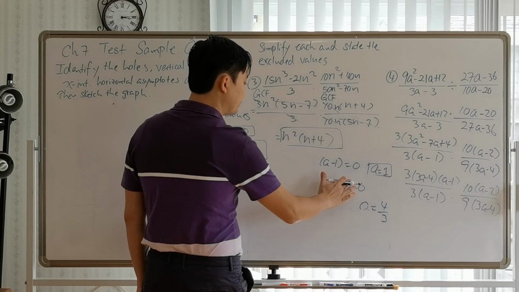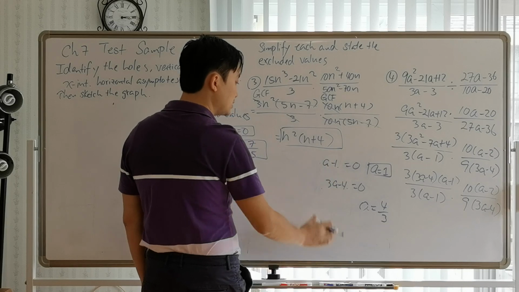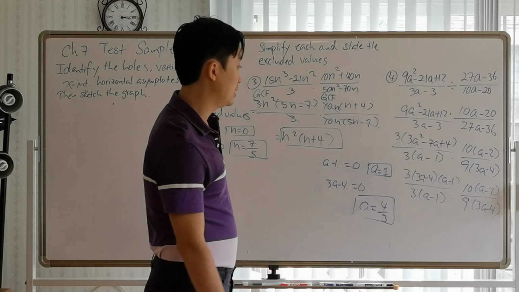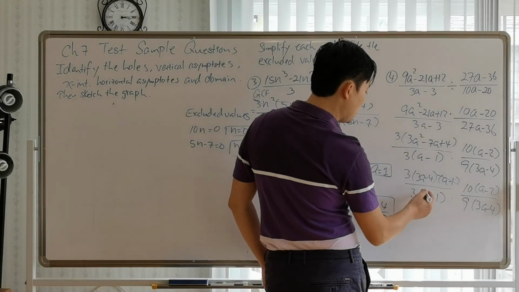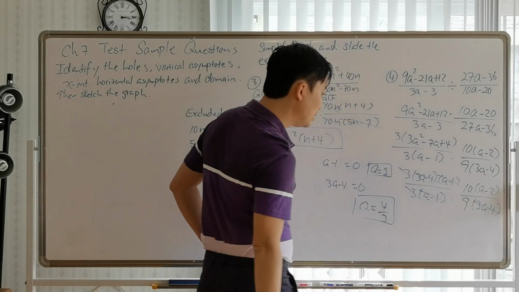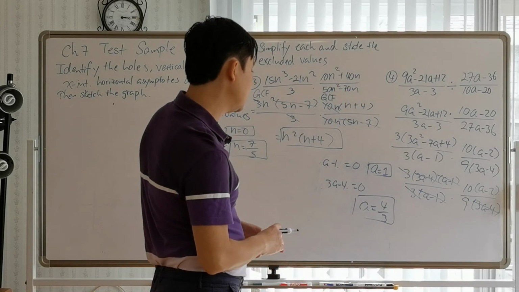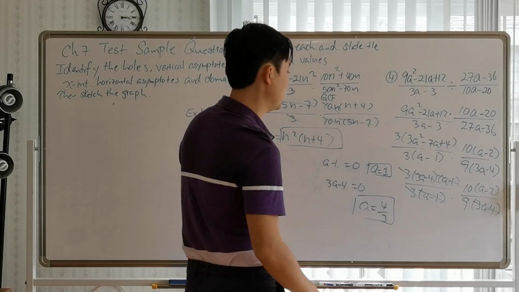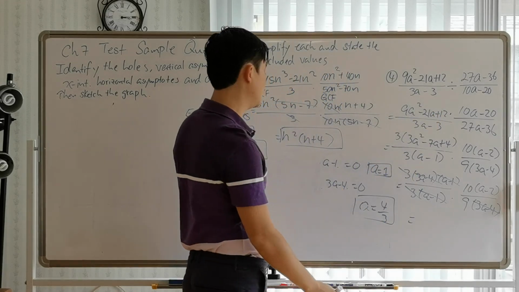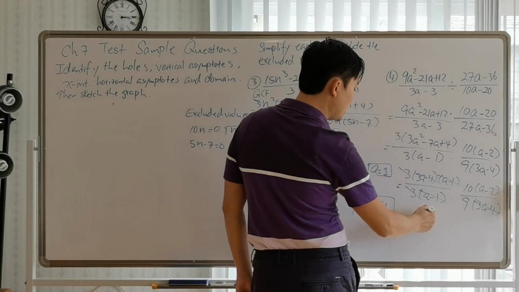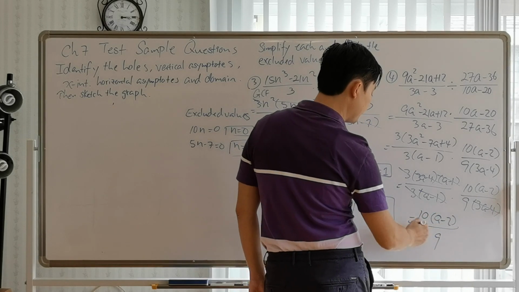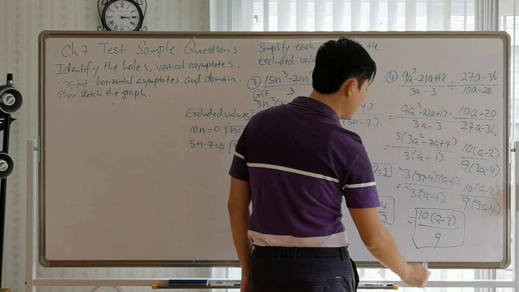Okay, so now, once we find out the excluded value, the last thing you want to do is make sure that you cross cancel and reduce. So obviously a minus 1, 3a minus 4, and then what else? The 3. And let's see what else that we can cross cancel. Well, nothing, and anything that we can reduce? Okay, nothing. Make sure that you put an equal sign. It shows the consistency right here. So we do have 10 over 9, or 10 times the quantity of a minus 2, all over 9. And that would be the final form.